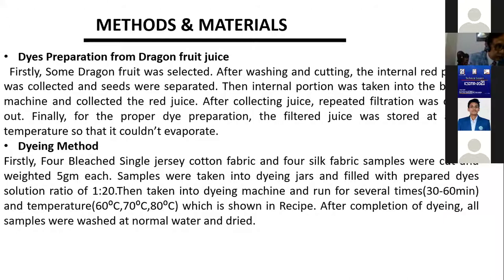it could not evaporate. Dyeing method: firstly, 4 bleached single jersey cotton fabric and 4 silk fabric samples were cut and weighed 5 grams each. Samples were taken into dyeing jars and filled with prepared solution at a ratio of 1:20. Then they were taken into the dyeing machine and run for 30 to 60 minutes at temperatures of 60, 70, and 80 degrees Celsius, which is shown in the next slide.